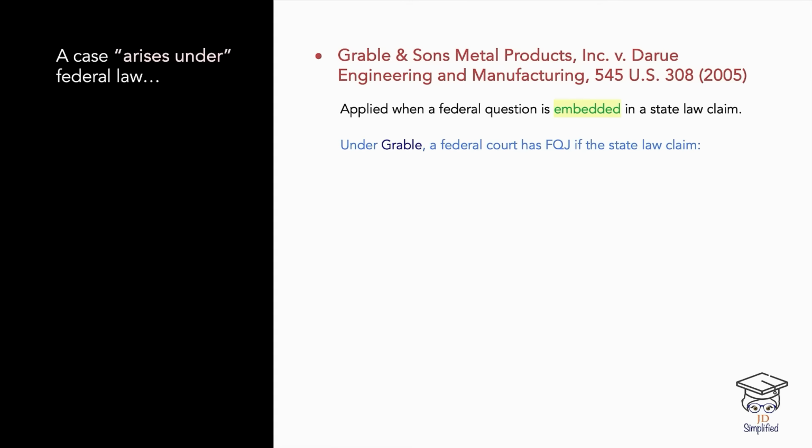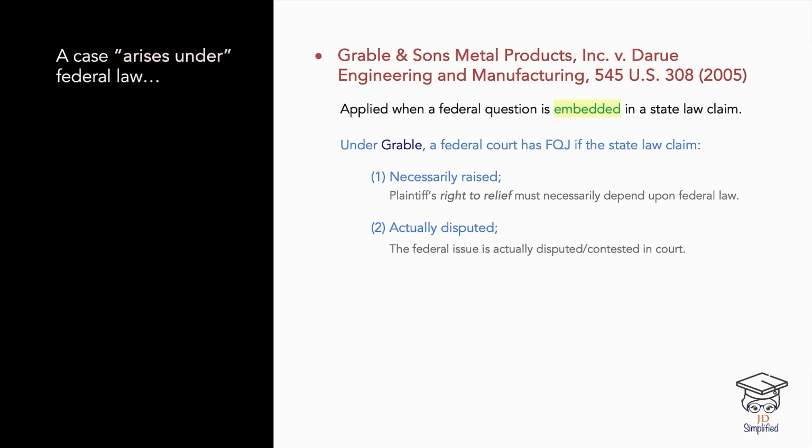Under Grable, a federal court has federal question jurisdiction if the state law claim, one, is necessarily raised. Plaintiff's right to relief must necessarily depend upon a federal law. Two, it is actually disputed. The federal issue is actually contested in court. If the federal issue is settled, for example, or the answer to the federal question is clear, its presence in a state law cause of action should not trigger federal jurisdiction, right? It's not disputed any longer.